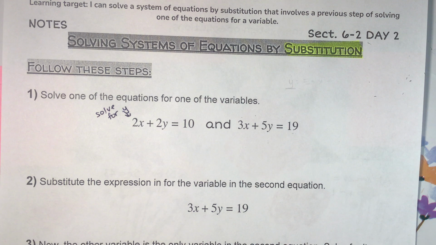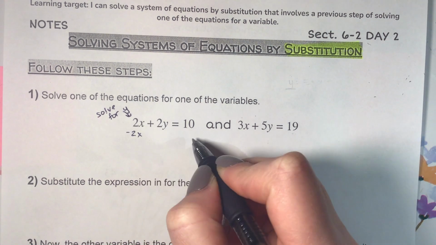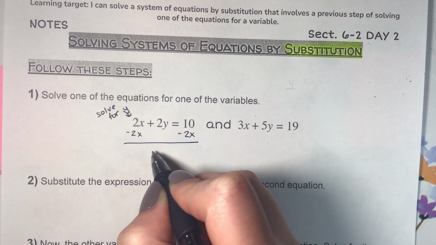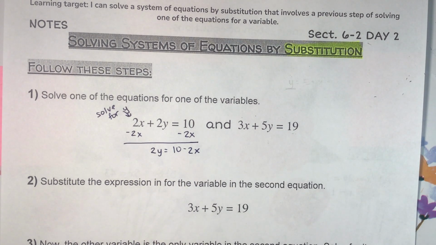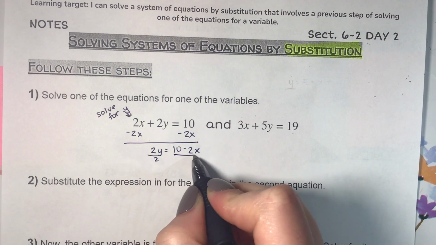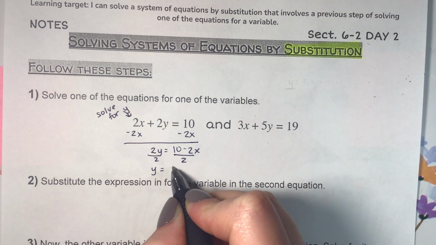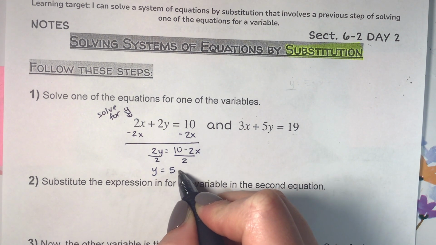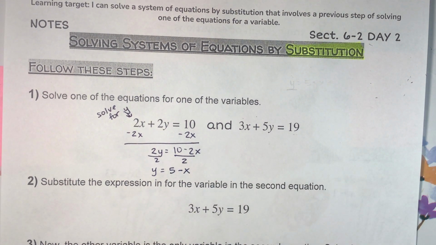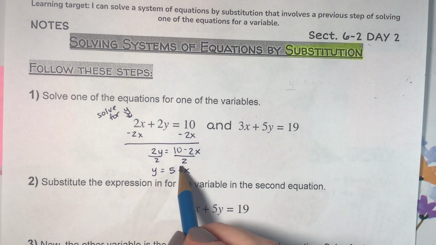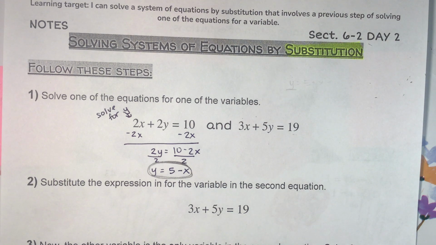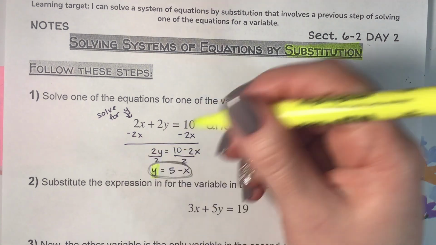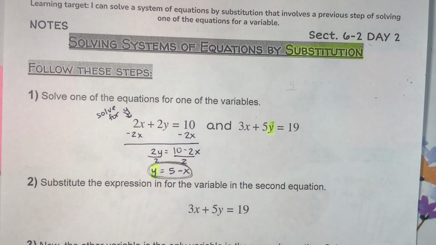So we're going to start isolating the y. The way I do that is subtract 2x from both sides. So now I have 2y is equal to 10 minus 2x. And then I'm going to divide by 2 everywhere. And that gets me y is equal to 5 minus x. Okay. I now have y is equal to 5 minus x. Now I'm able to take that expression and take this y and replace it in for this one.